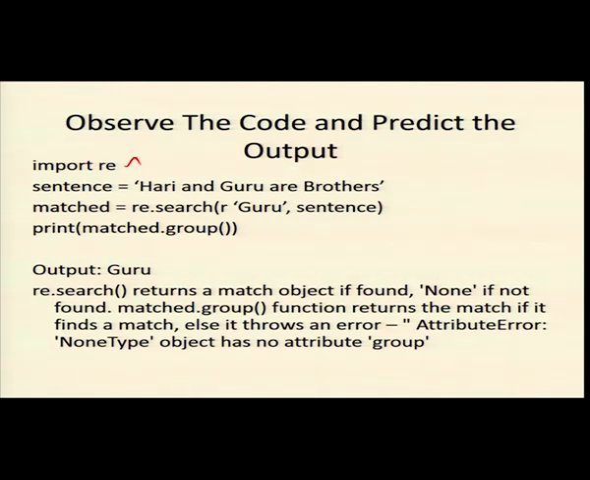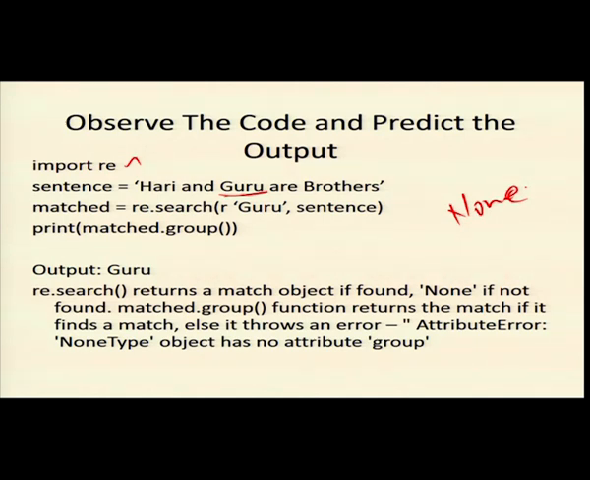Now, I am searching: match equal to re.search(r"Guru", sentence). I am printing match.group(). Now, in this case, the output will be Guru, because I have Guru over here in the sentence. So, this re.search returns a match object if found, and it will return None if it is not found.